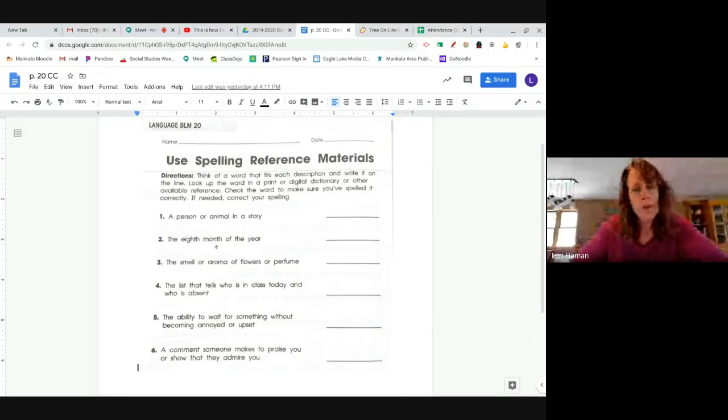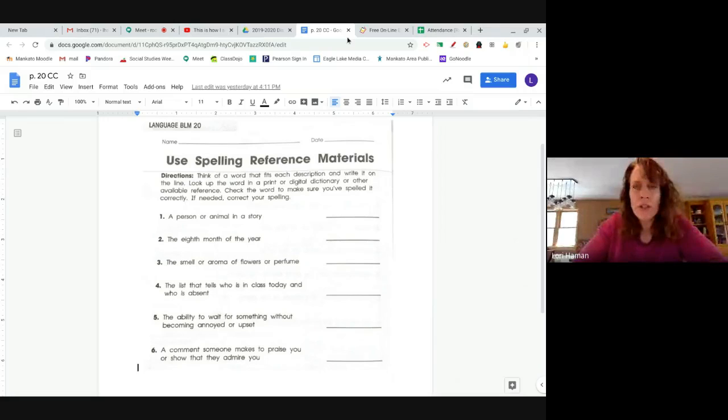So what we're going to do on this page 20 is to think of a word that fits each description and write it on the line. Look up the word in a print or digital dictionary or other available reference. Check the word to make sure you spelled it correctly. If needed, correct your spelling. So yeah, dictionaries are used to help us with our spelling, but there's so many other things, like you would have seen if you watched yesterday's video about all the things a dictionary has for you.